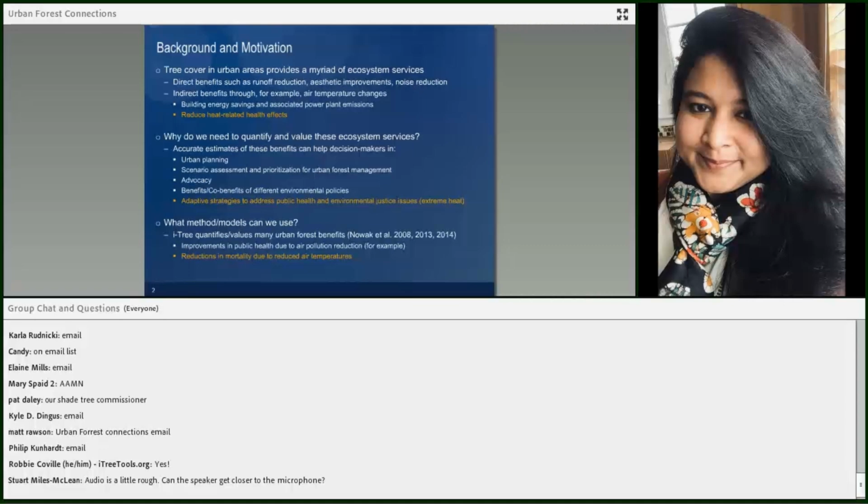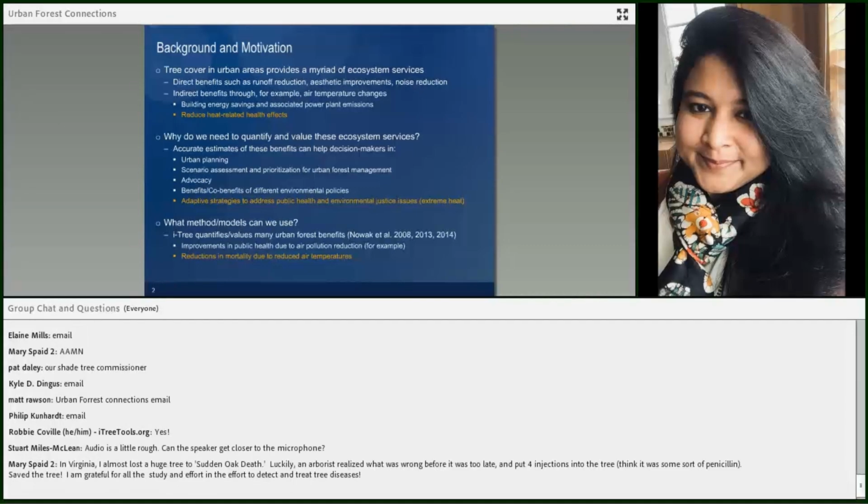And the question is, why do we need to quantify and value these ecosystem services? These estimates of benefits can really help decision makers in a variety of different ways. As all of you know, in urban planning, scenario assessment, advocacy, benefits or co-benefits of different environmental policies. What we are going to focus on today is adaptive strategies to address public health and environmental justice issues resulting particularly from extreme heat. So what are the methods and models that we use?